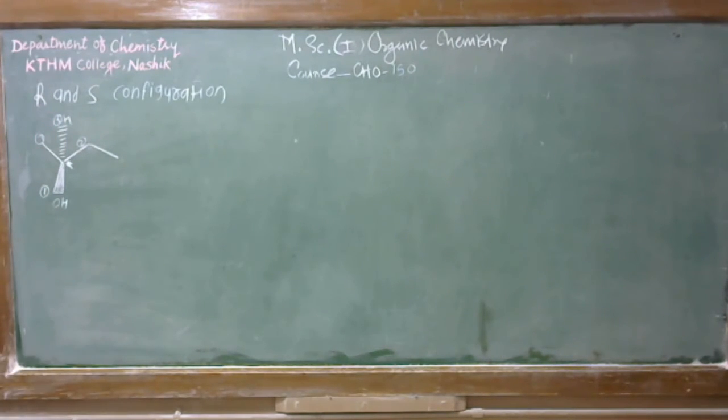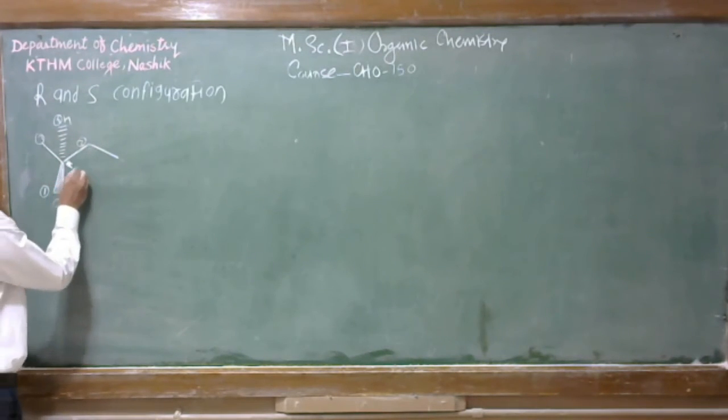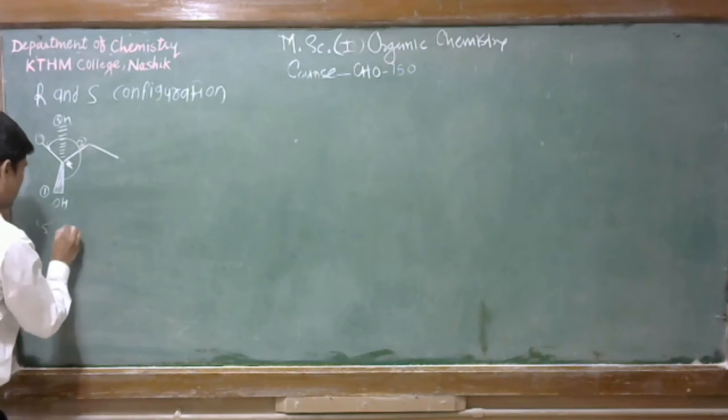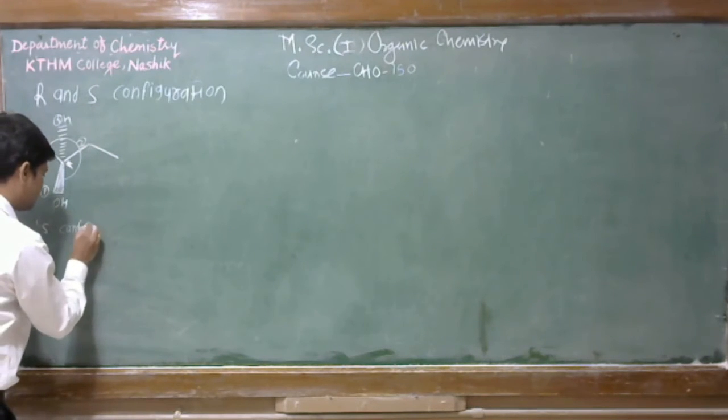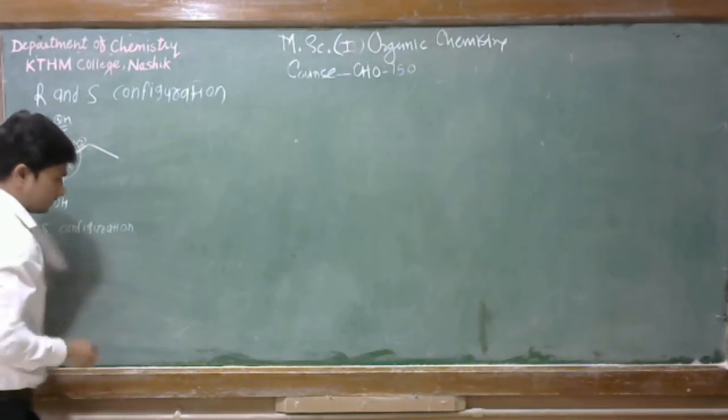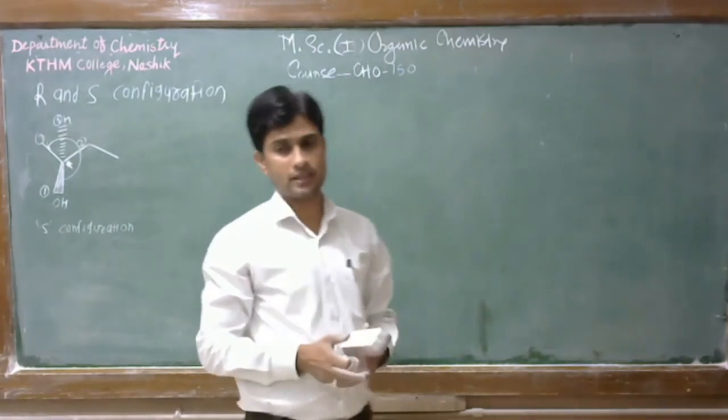Now the least priority group is denoted by the dotted line. Therefore it is away from the observer. So hence we go from first to second and second to third. And see here, this is anti-clockwise, and hence this configuration is the S configuration. This is the example of S configuration.